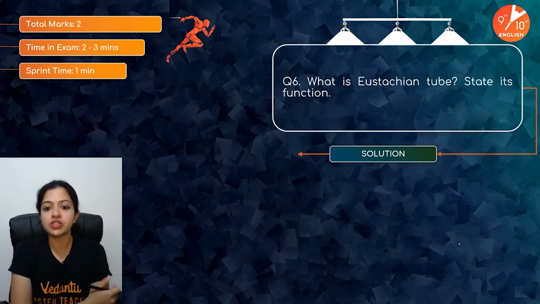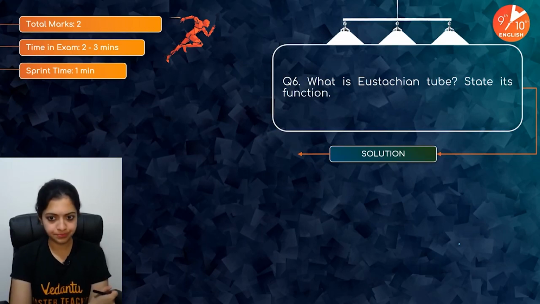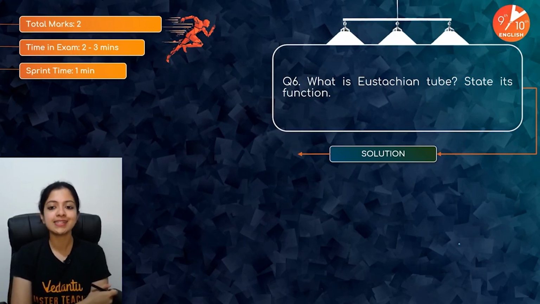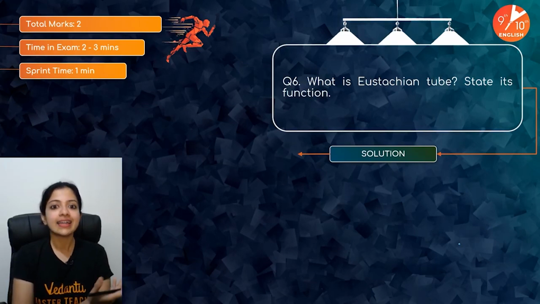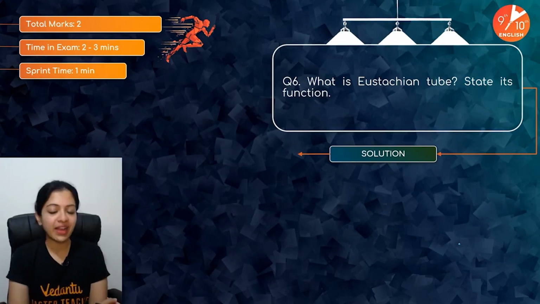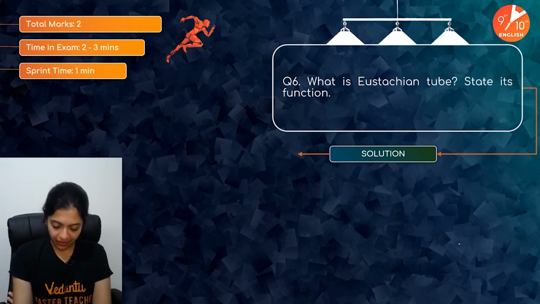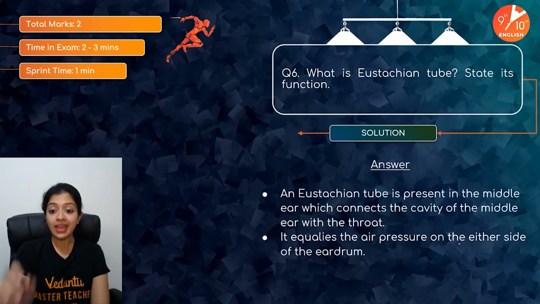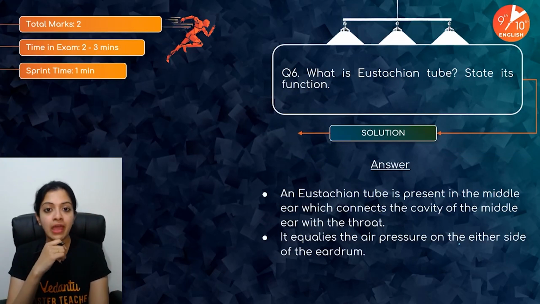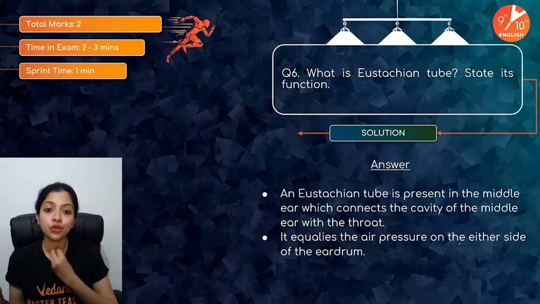What is the eustachian tube? State its function. Where have you heard this? I'm sure you all remember that it is a part of the ear, of course. What is its function? All right. So, talking about what exactly it is, the eustachian tube is a tubular structure which is part of your middle ear. It connects the cavity of your middle ear with your throat.